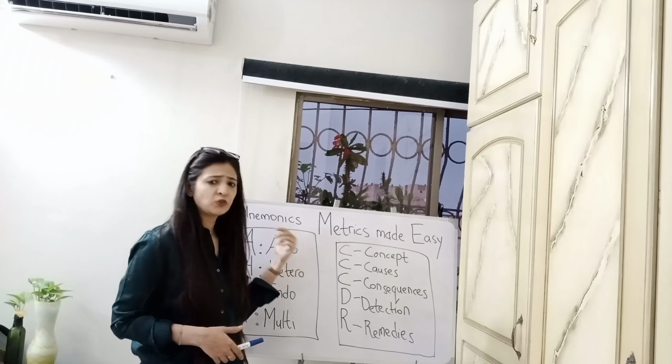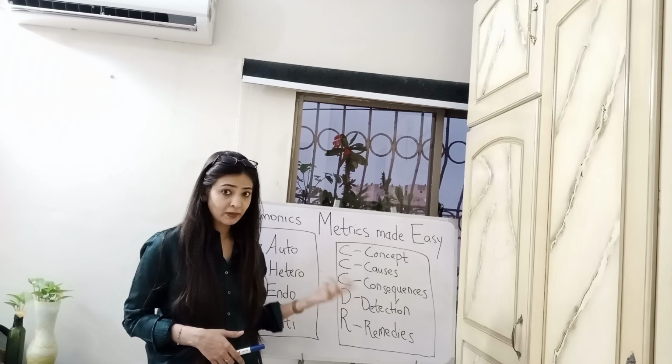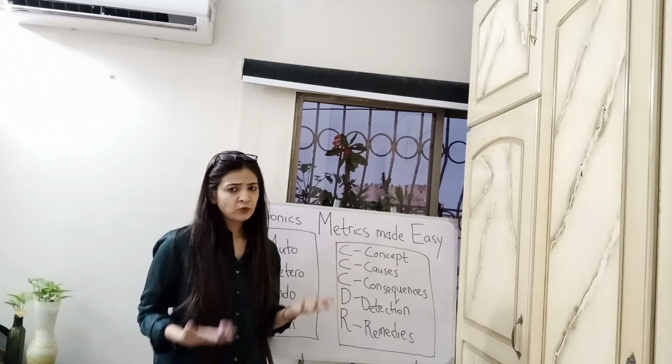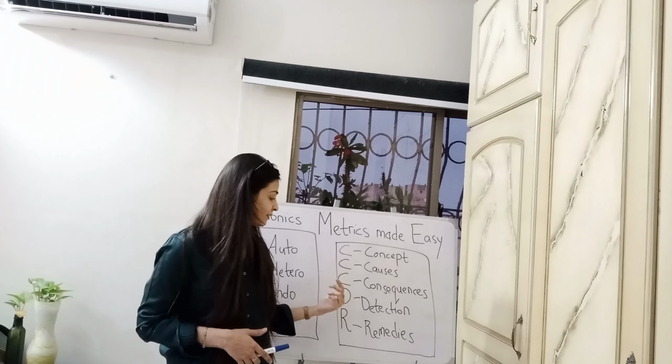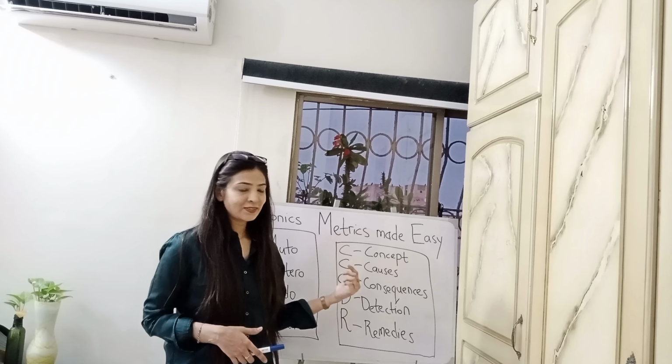So what does autocorrelation mean? What does multicollinearity actually mean? Where you define the term and you give an example, right? So the next C stands for causes. The third C stands for consequences.